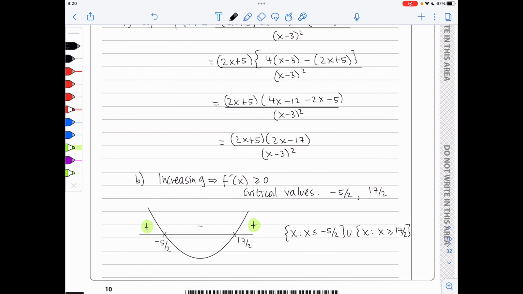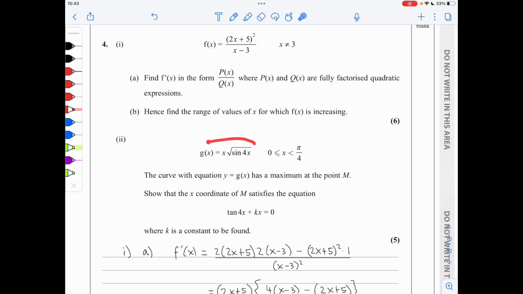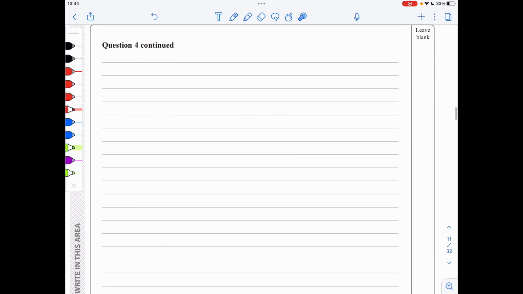In 4II, we've got g of x is x root of sine of 4x, and we need to show that for a maximum point, we need tan 4x plus kx to be 0, where k is a constant to be found. So I will actually start by differentiating. We've got g of x is x times sine of 4x to the half. I'll be using the product rule here, so g dash of x, we differentiate the first, we get 1, we keep the second, sine of 4x to the half, plus keep the first.